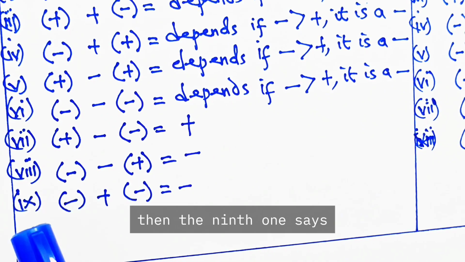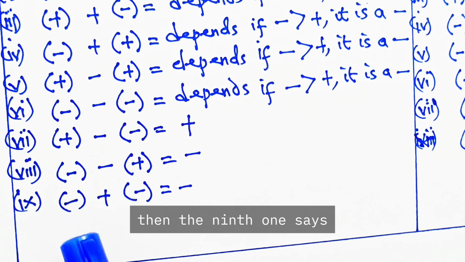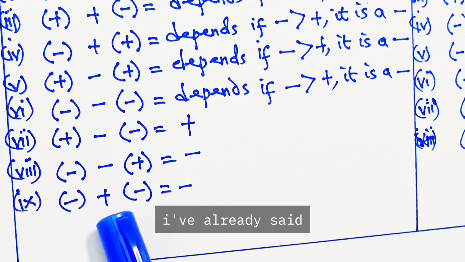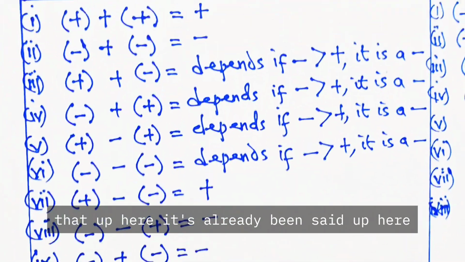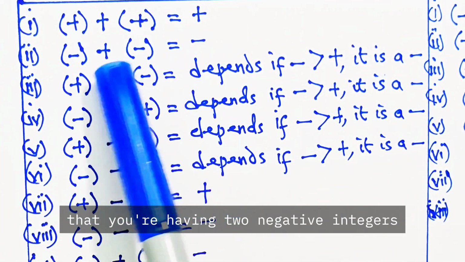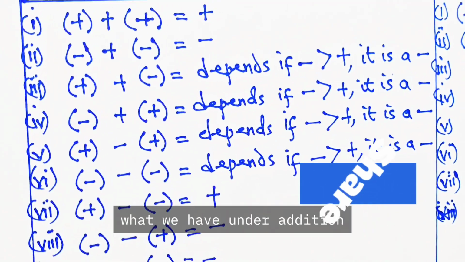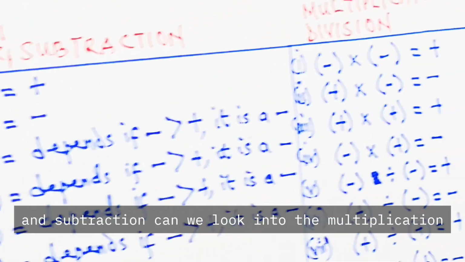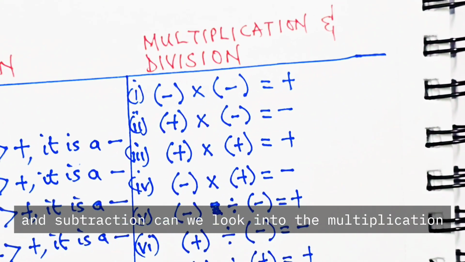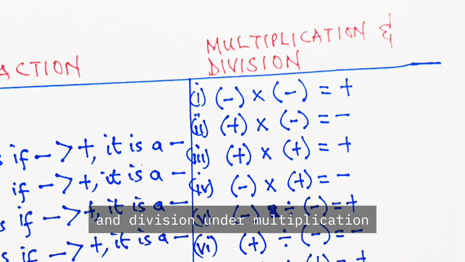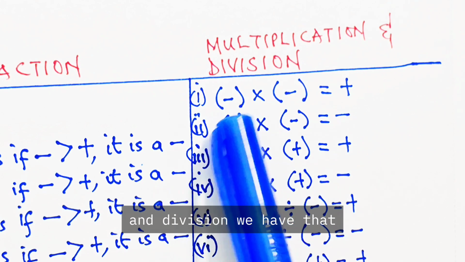Then the ninth one says if you are adding two negative integers. Okay, I've already said that up here. It's already been said up here that if you're having two negative integers, so we don't have to go into that. So that is what we have under addition and subtraction. Can we look into the multiplication and division? Under multiplication and division, we have that.